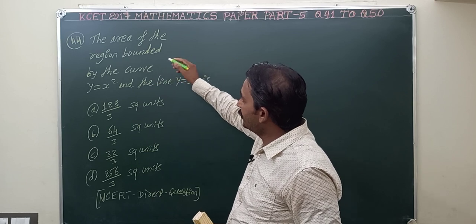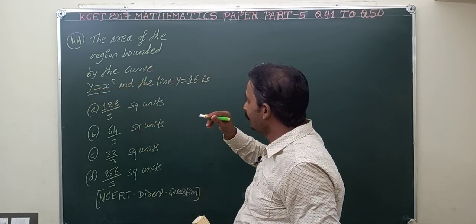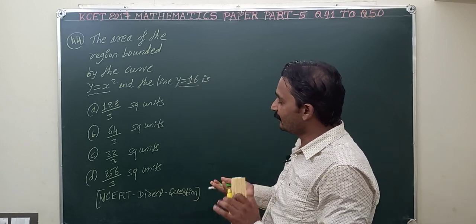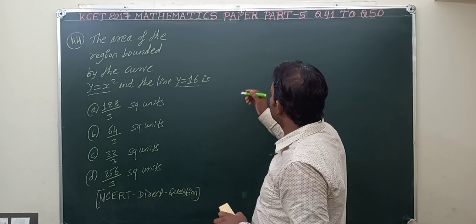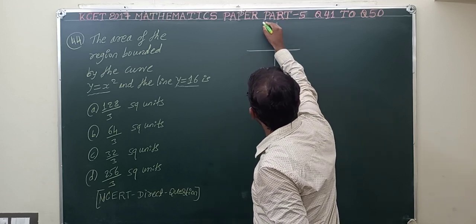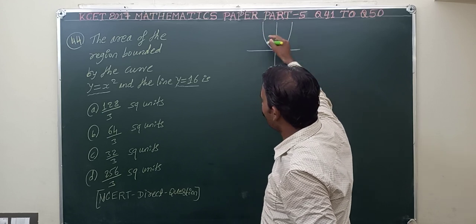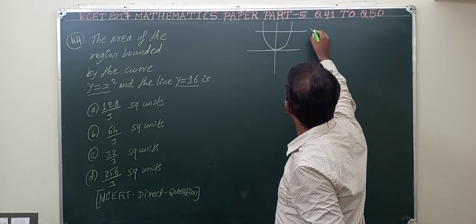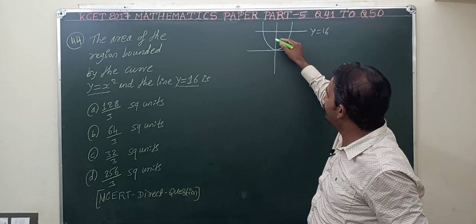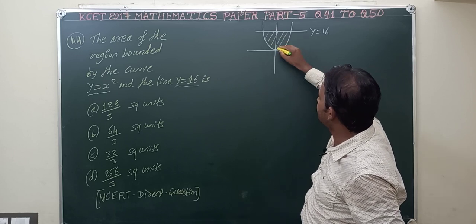The area of the region bounded by the curve, the positive y-axis, the parabola and the line y is equal to 16, parallel to the x-axis. Easily we can find out the answer of this question. So draw the rough figure. Positive y-axis passing through the origin, simple curve, and this is y is equal to 16. We have to find out the area of the region bounded by this curve and the line, nothing but this area.